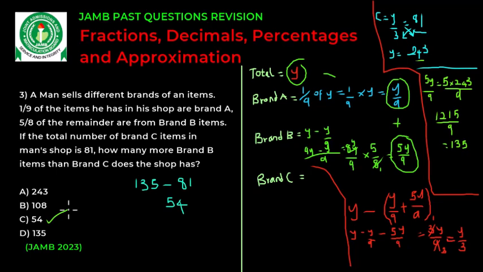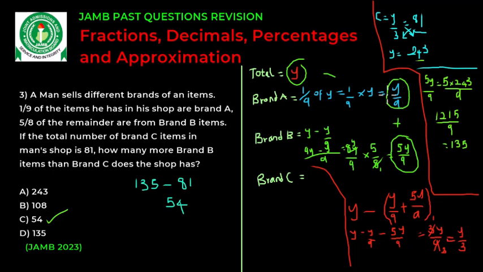Seeing a question like this, just break everything down into simple English. We were not given the total number of items in the shop. We call it y, and they have 3 different brands here. Brand A is 1/9 of the items, so we had brand A equal to y/9. Then 5/8 of the remainder are from brand C. Now we needed to know the remainder first. How do we know the remainder?